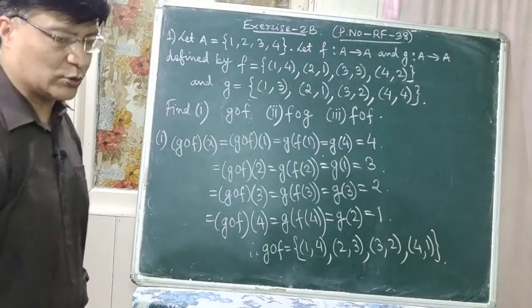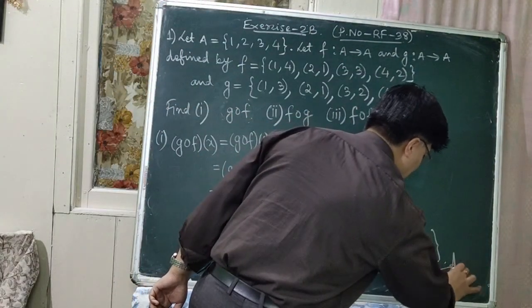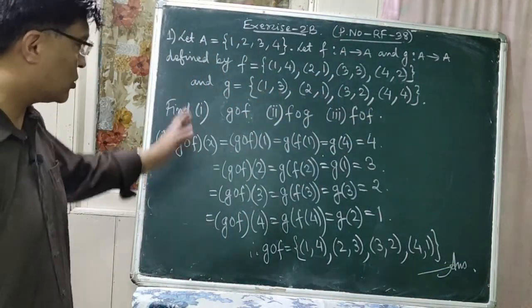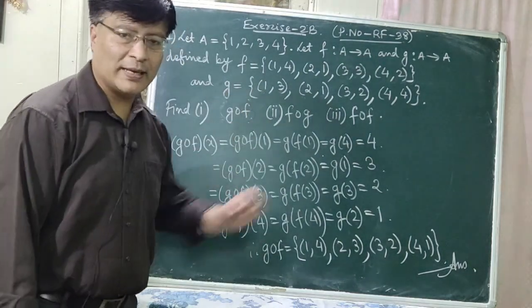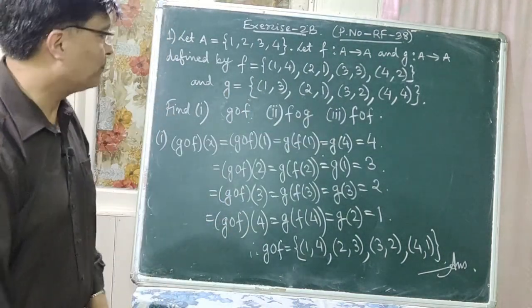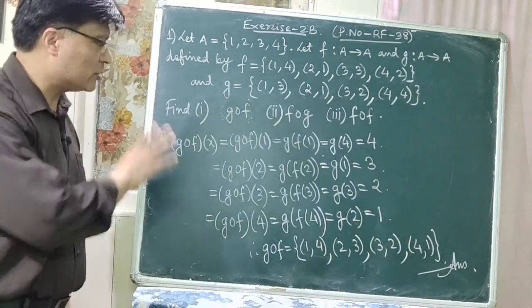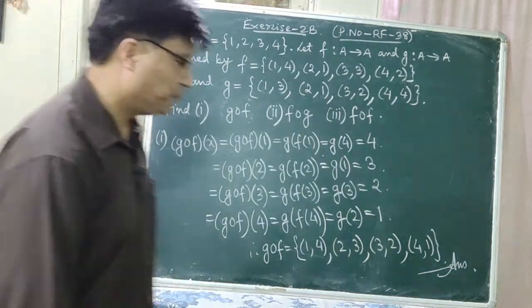Second bracket is closed. So I think you have understood it. So this is the answer for GOF. Is that clear to all of you? So you can copy it. Now we'll do this number 2 and then number 3. Now we'll do the next question. That is question number 2.